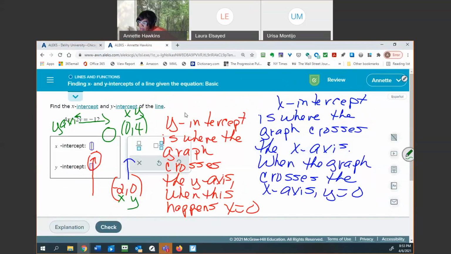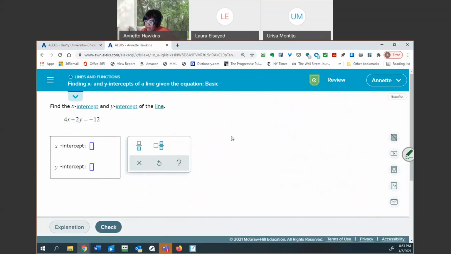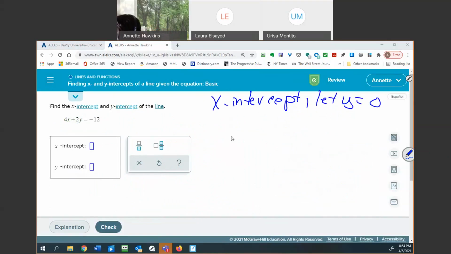All right, so here it says find the x and y intercept. Okay, x intercept. Let y be 0 because the x-intercept is where the graph crosses the x-axis.